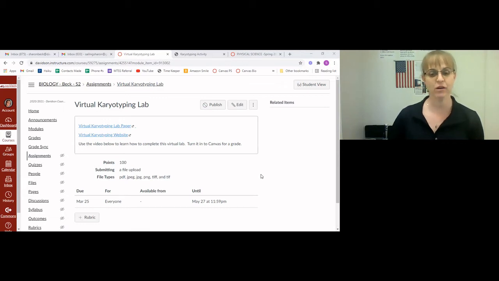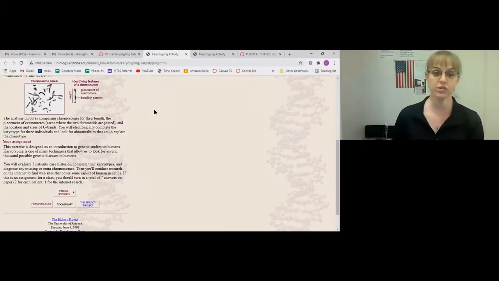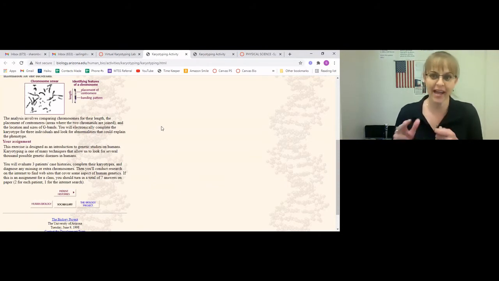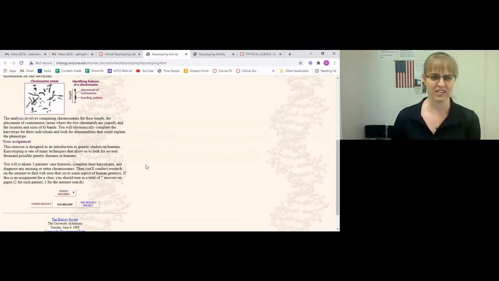Let's take a look at how to do the virtual karyotyping lab. Select the virtual karyotyping website and open that up. What would usually happen is that you would take a photograph of the chromosomes from one cell. Then you would cut out each one and place them in a pattern of pairs from the biggest to the smallest chromosome. We are going to do this digitally, which is so much faster.